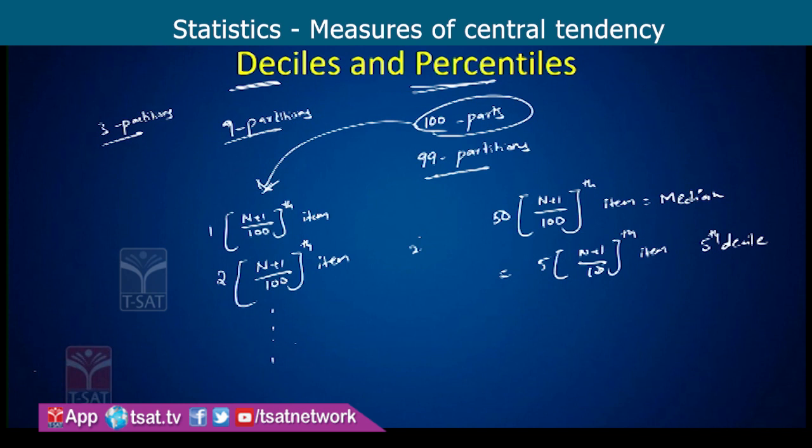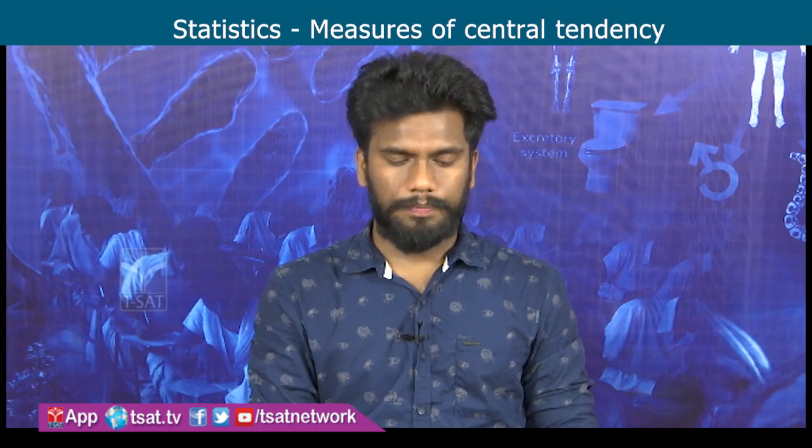Okay, this was the deciles and percentiles. Just remember the relation: how many partitions there are in a percentile, decile and quartile, and what the relation is between all three. The second quartile is equal to the 5th decile and also equal to the 50th percentile.